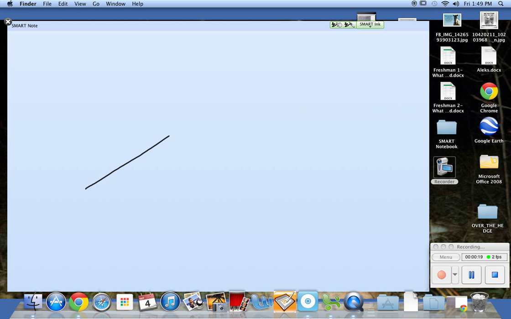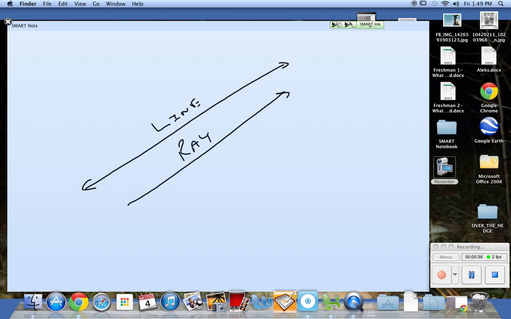All right, we've got a line with arrows on the end. What is this called? This is a line. We have this. What's that called? A ray. What's a segment? If I go from here to here, would that be called a segment? Okay, good job. If I have a starting spot and an ending spot, this is a segment.